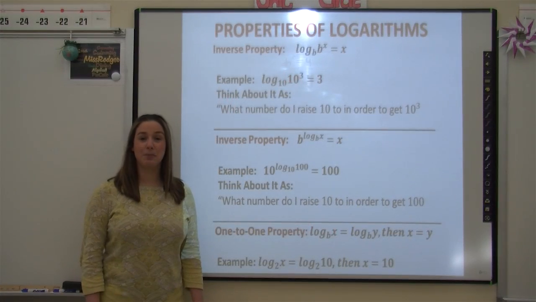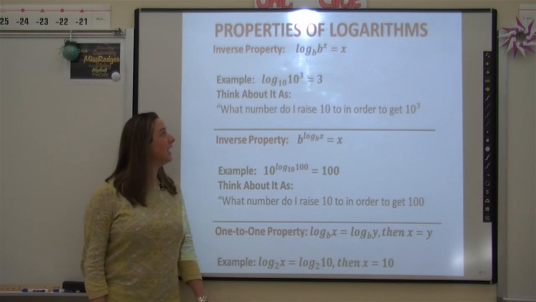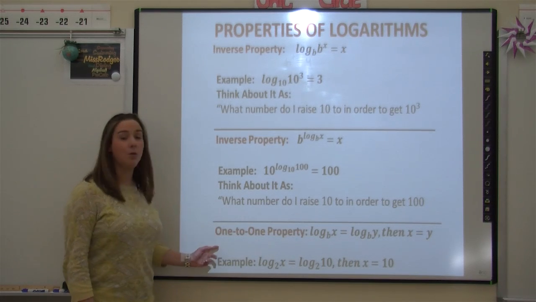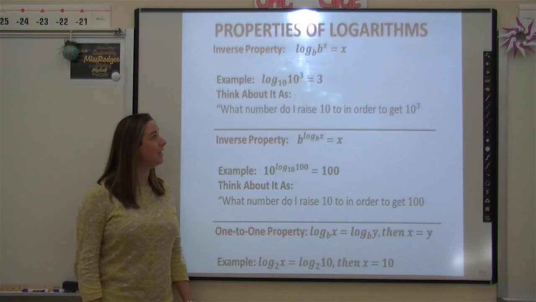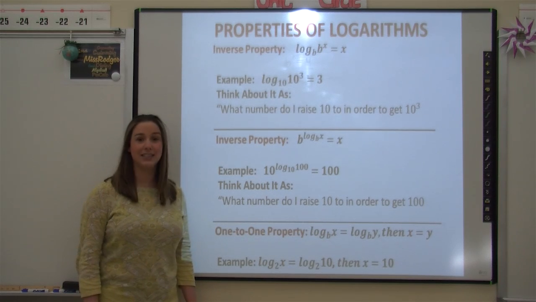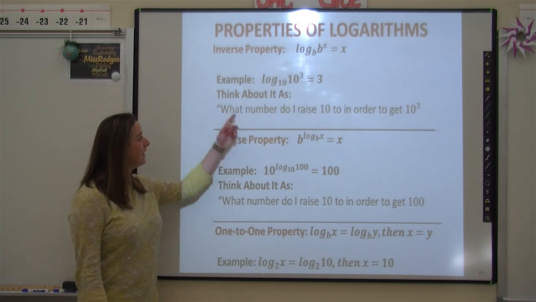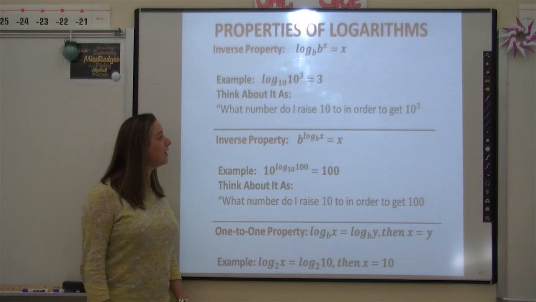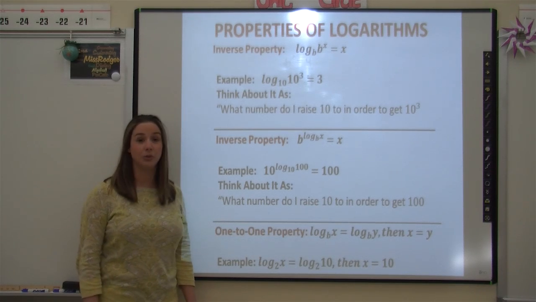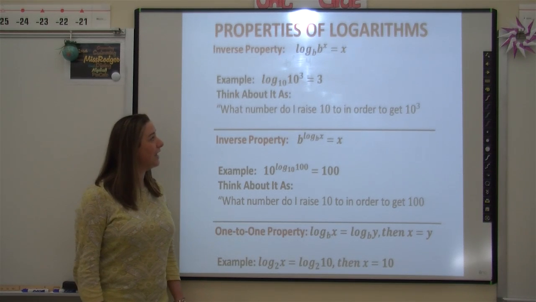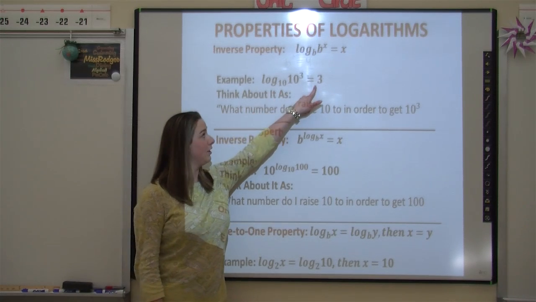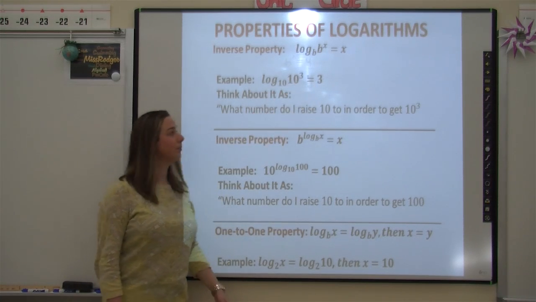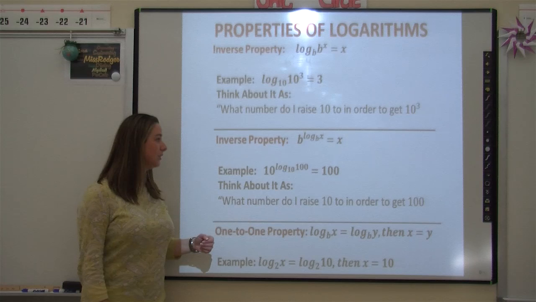Let's take a look at some important properties, specifically inverse properties and one-to-one property. So the first one, log base b of b to x equals x. And our example here, we want to think about this as what number do I raise 10 to in order to get 10 to the third, which 10 to the third is 10 to the third. So that makes sense how that works.